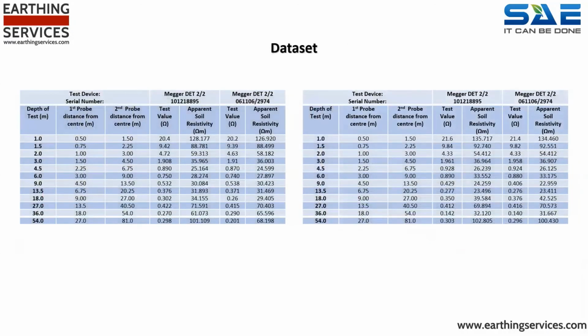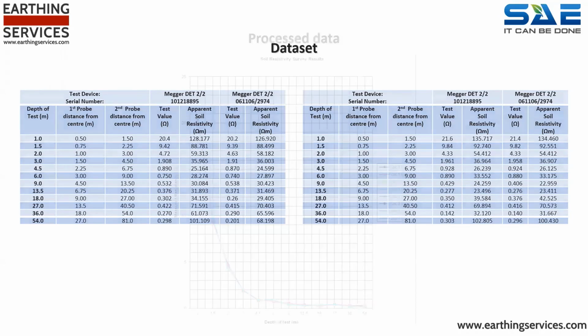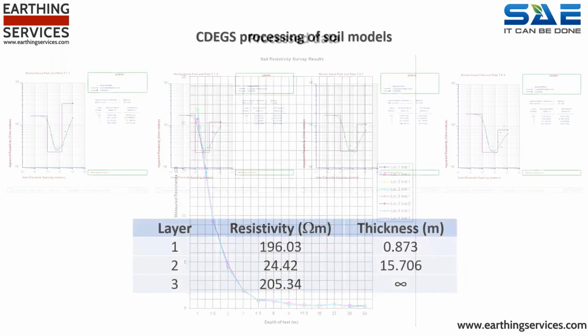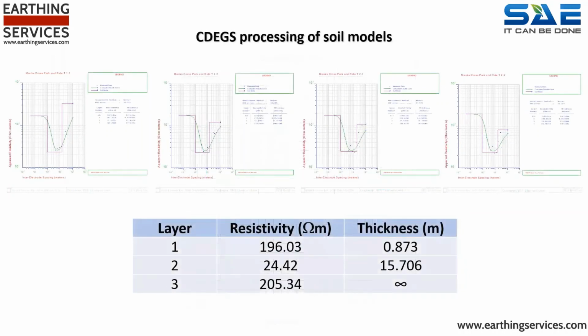As you can see from these 2 tables, the 2 test runs, each using 2 test instruments, yielded 4 comparable datasets. The test runs went through the first stage of processing, and then were processed through CDEGs to yield a combined soil model to be advanced towards design.